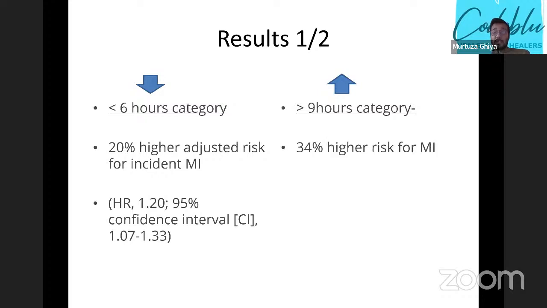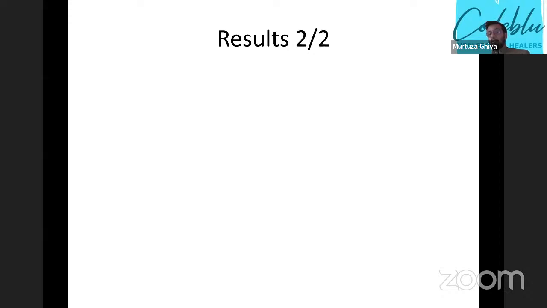Moving on to the oversleeping category, even they had a 34% higher risk. And you can see here the hazard ratio is 1.34, but the confidence interval being a bit wide brings about a few questions here. Nonetheless, we'll go on to the second half of the results.